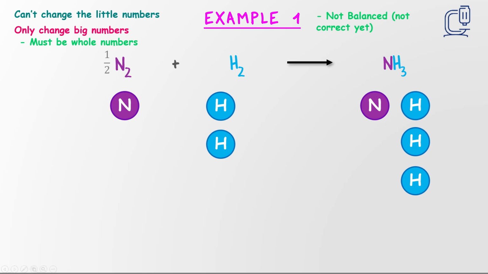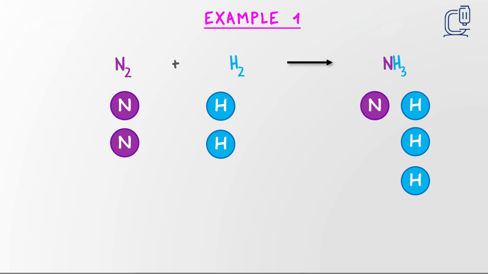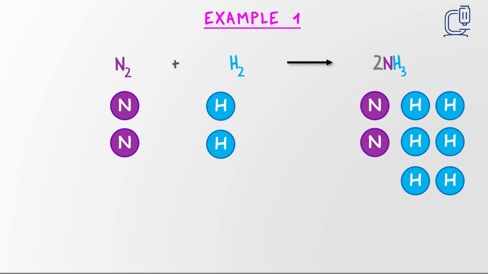So let's balance out this chemical equation correctly. There are 2 nitrogen atoms on the left, but only 1 on the right. So let's put a big 2 in front of the NH3. This now gives us 2 nitrogens and 6 hydrogens on the right.